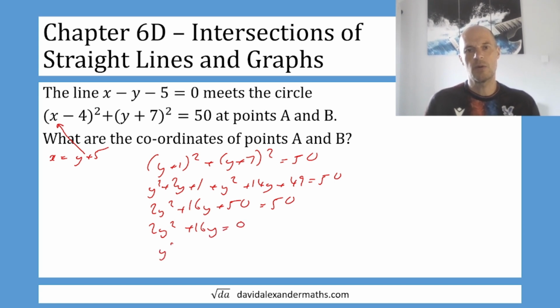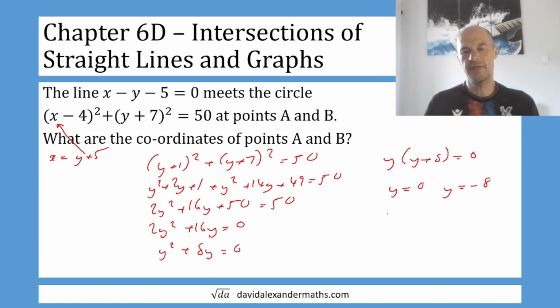Divide by 2, y² + 8y = 0. Factorise: y(y + 8) = 0. So therefore y is 0 and y is −8. Now the x values are y + 5. So when y is 0, x is 5, and when y is −8, then x is −3. So the coordinates are (5, 0) and (−3, −8).